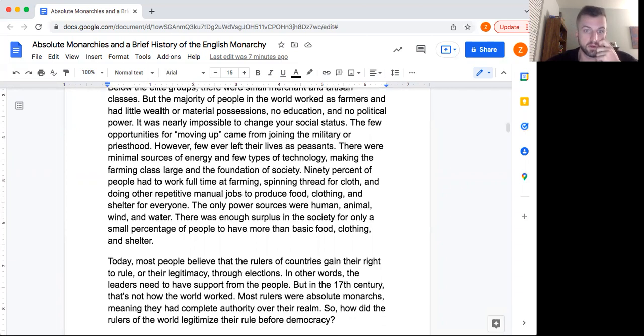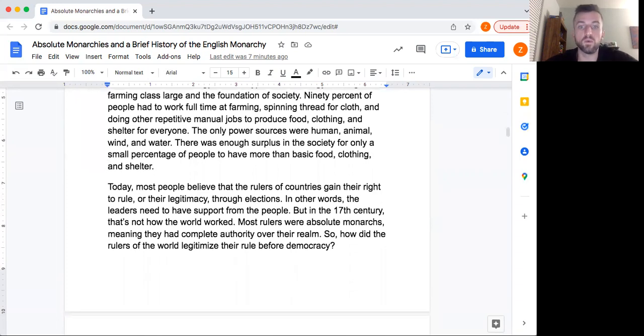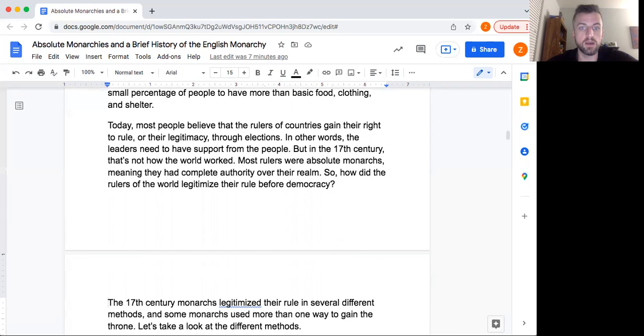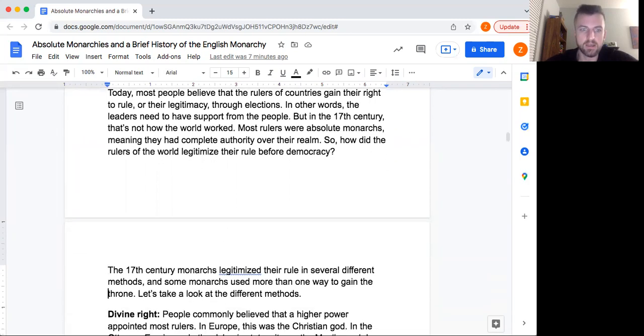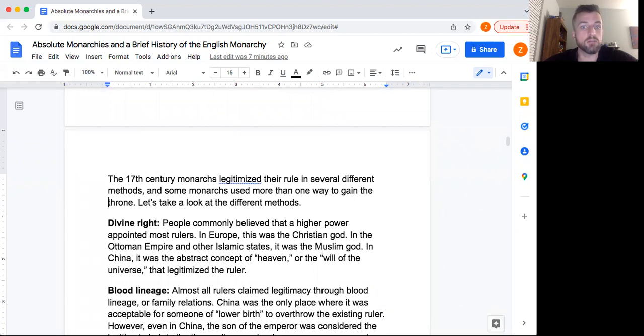Today, most people believe that the rulers of countries gain their right to rule, or their legitimacy, through elections. In other words, the leaders need to have support from the people. But in the 17th century, that's not how the world worked. Most rulers were absolute monarchs, meaning they had complete authority over their realm. So, how did the rulers of the world legitimize their rule before democracy? The 17th century monarchs legitimized their rule in several different methods, and some monarchs used more than one way to gain the throne. Let's take a look at the different methods.